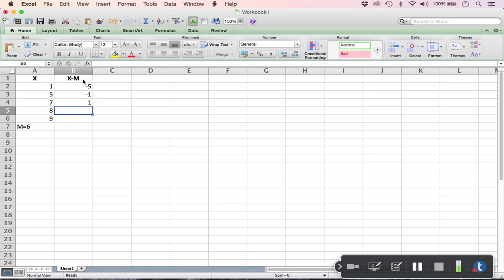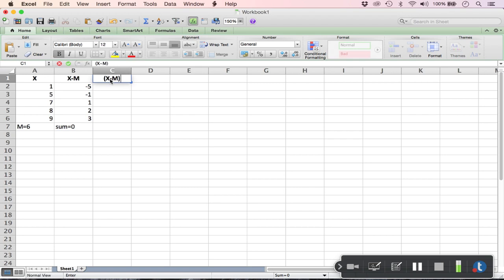So if we take 1 minus 6, that gives us a negative 5. 5 minus 6 gives us a negative 1. 7 minus 6 is a positive 1. 8 minus 6 is 2. And 9 minus 6 is 3. So you'll notice that if we were to sum all of these up, it would actually all cancel out to 0. And this is one of those fun mathematical things that mathematicians have figured out a way around.